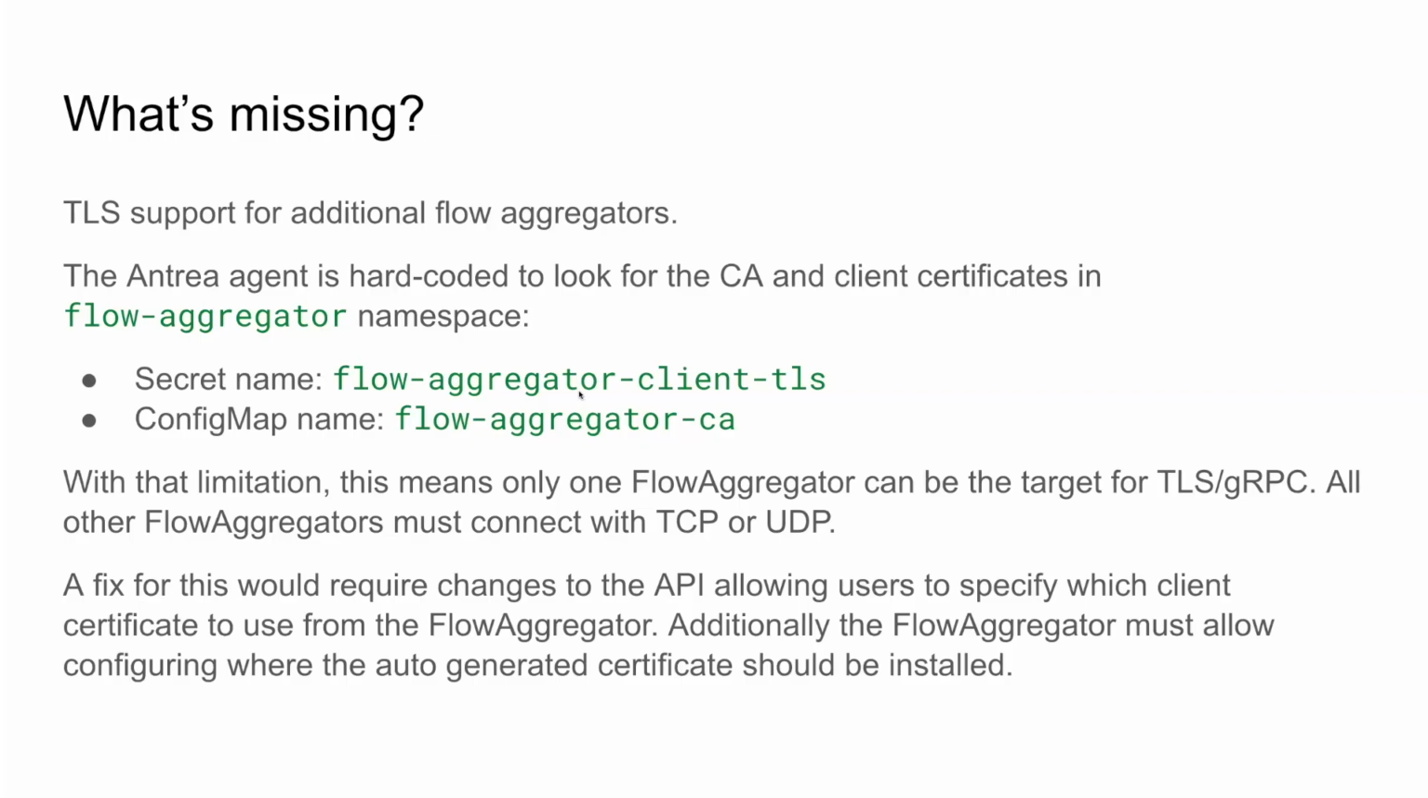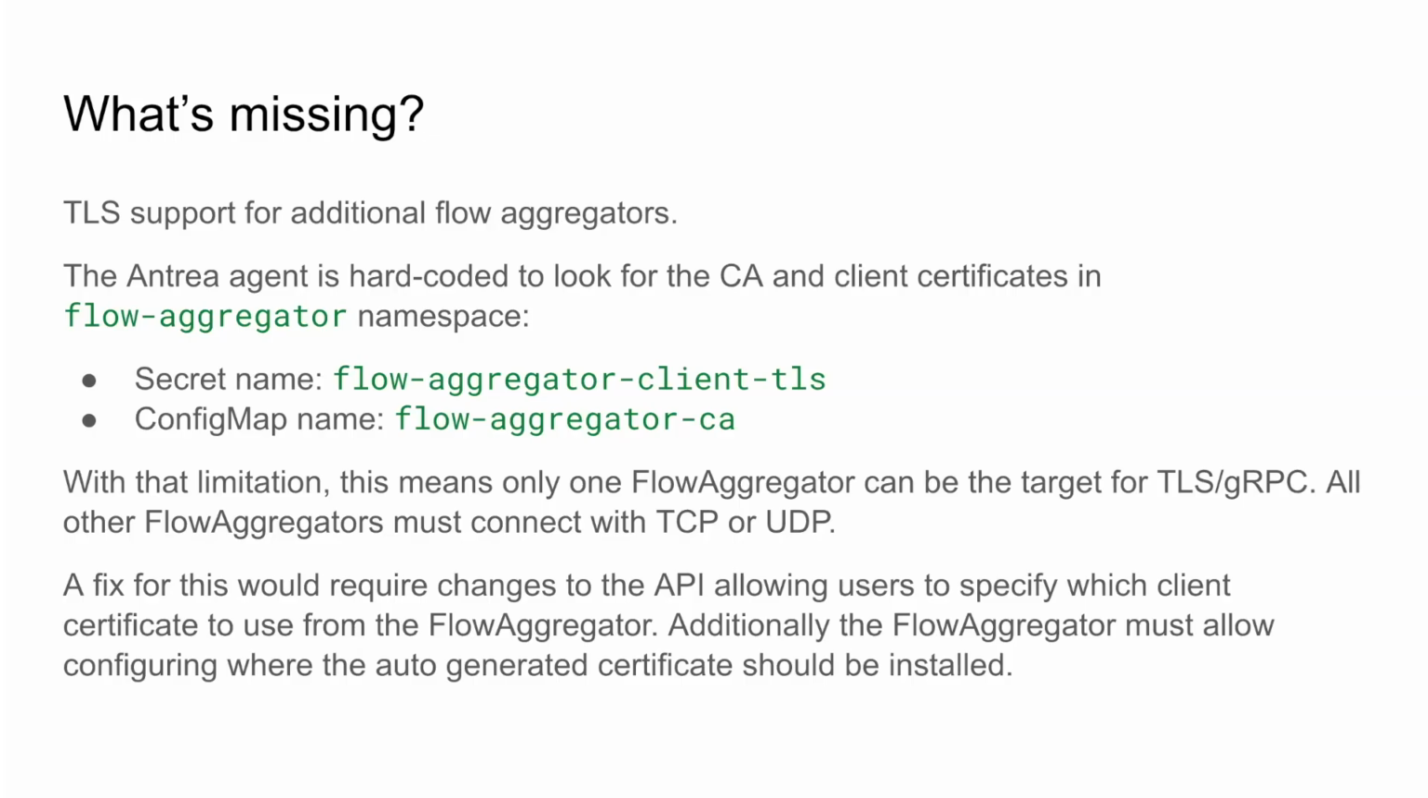So at the moment, all the additional flow aggregators that we define through destination CRDs must connect with either TCP or UDP. We needed to fix this, and in order to rectify this, we needed to make a change to allow users to specify which client certificate to use for the flow aggregator.